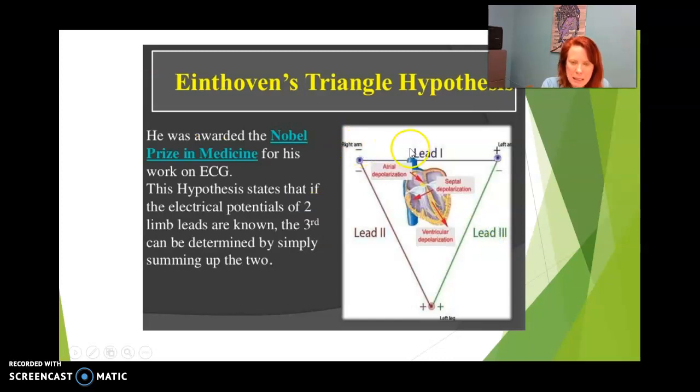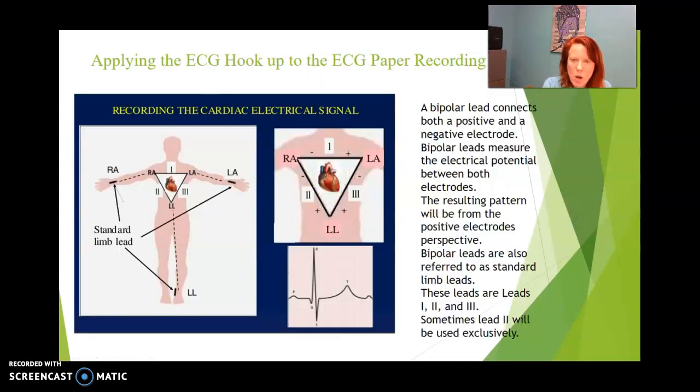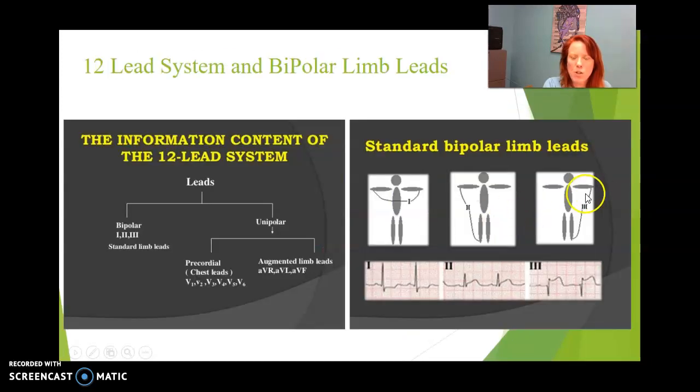You will see several different leads. Here is lead 1. It goes from the right arm to the left arm. Lead 2 goes from the right arm down to the hips where we put the electrodes, and then lead 3 goes from the hips up to the left arm. So if the potentials of two of these are known, we can figure out the last one. And that makes sense from what you've learned about with geometry. So essentially what we do here is, when we add lead 3 plus lead 1, we get lead 2, and I'll show you how that works in a minute.